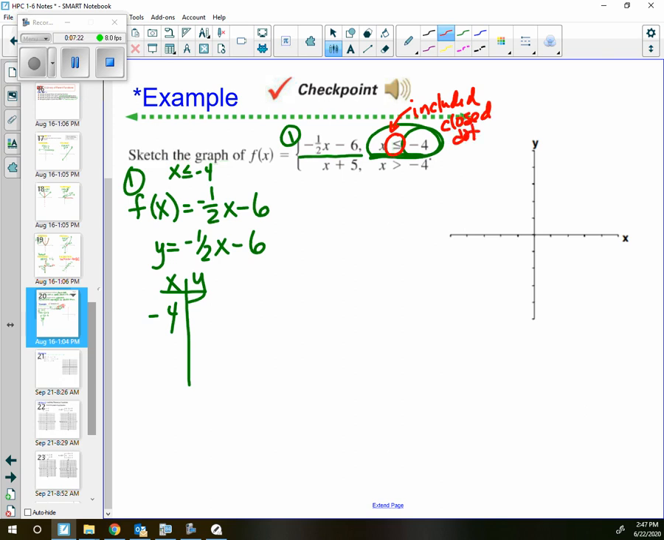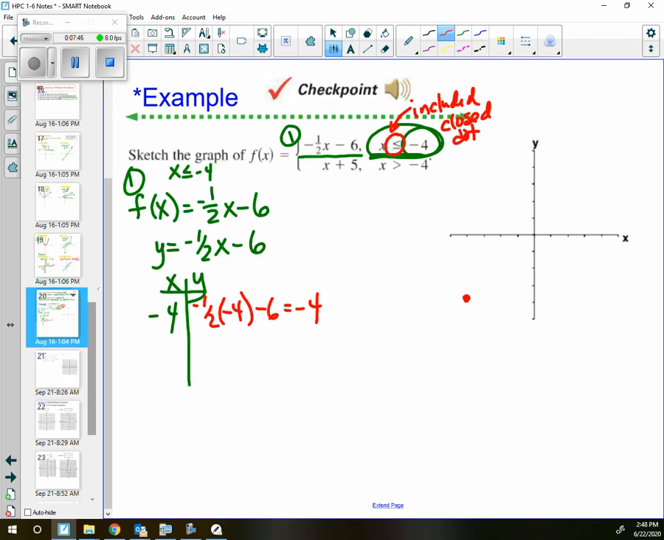So when I plug in -4, that's going to be a closed dot on the graph. If you plug in a -4 into your equation, you're just going to do that arithmetic and solve. So when you plug in a -4, your output would also be -4, right? Because that'd be 2 minus 6, so also -4. So we're going to have a point at (-4, -4), and it's going to be closed.